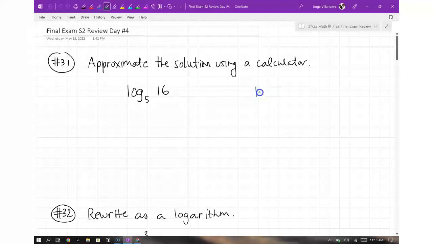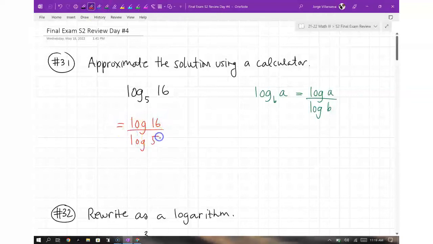A change of base formula looks like this. Log base b of a is log of a divided by log of b, okay? So if your calculator cannot do this problem straightforward, then this is what you're going to have to do. So for me, I'm going to write log of 16 over log of 5. Notice it is a log base 10, and the reason we use log base 10 is because all calculators can do log base 10.